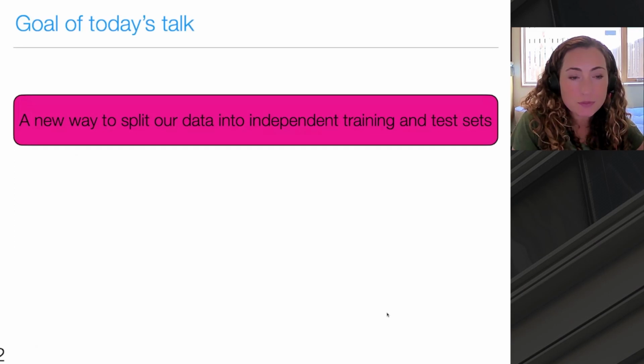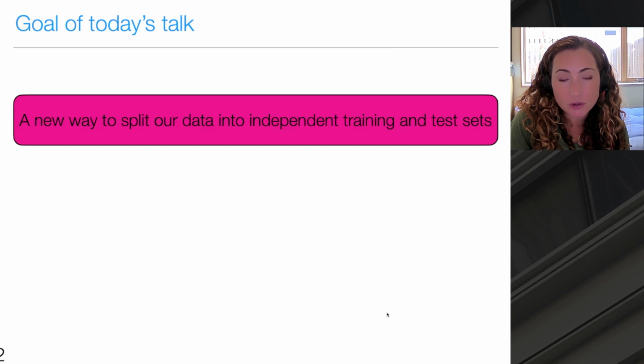I'm looking forward to telling you about some of my group's ongoing work on data thinning. This is really a story about a new way to split our data into independent training and test sets. As any of us who works with data knows, there are many times that we'll be analyzing data, and what we need is to have an independent training and test set.